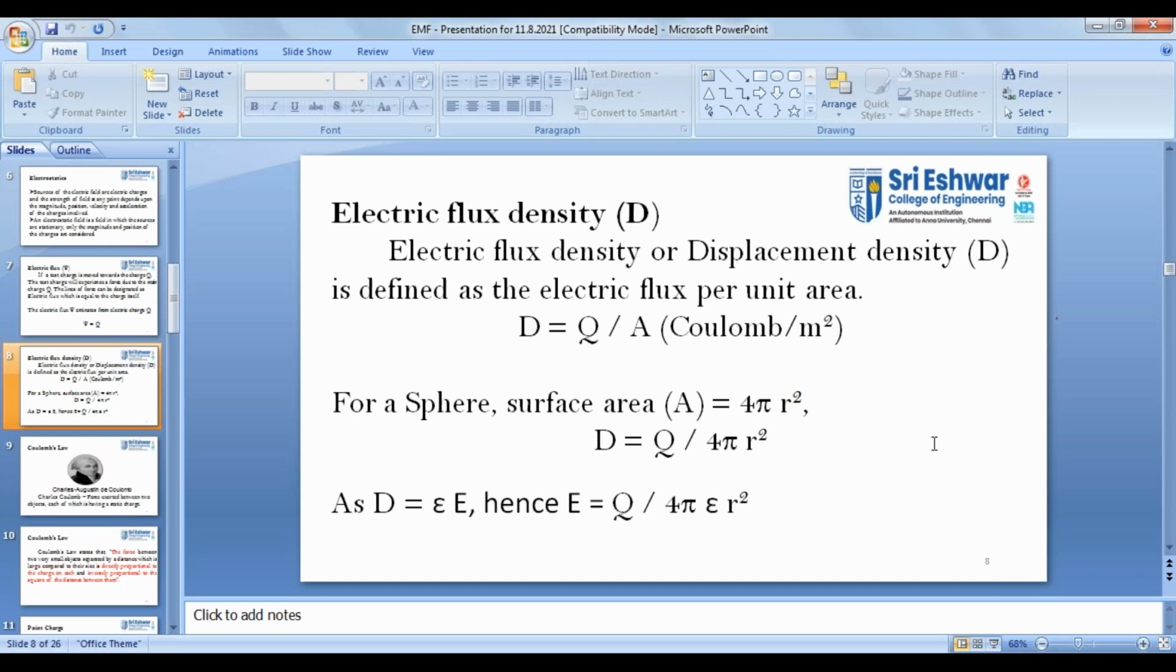So what we have covered till now are the basic terminologies of electrostatics. We started with what is electrostatics, then we saw the definition of the electrostatic field, then we entered what is electric flux. Next to it, we have seen electric flux density.